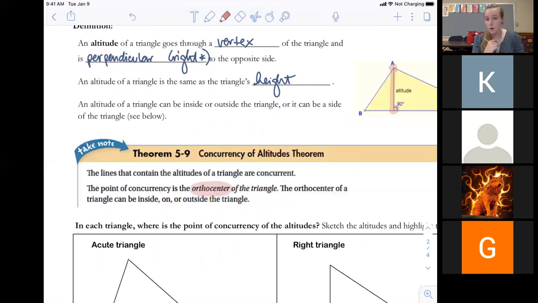Orthocenter is kind of a weird word, but I remember orthocenter and altitude both start with vowels, and median and centroid both start with consonants. So I think that helps me keep it straight. Those are kind of weird words, but we're only learning two of them, so hopefully we'll be okay with that.